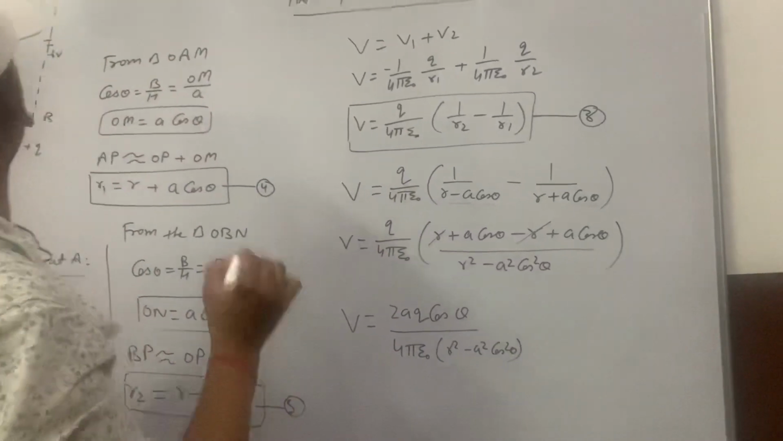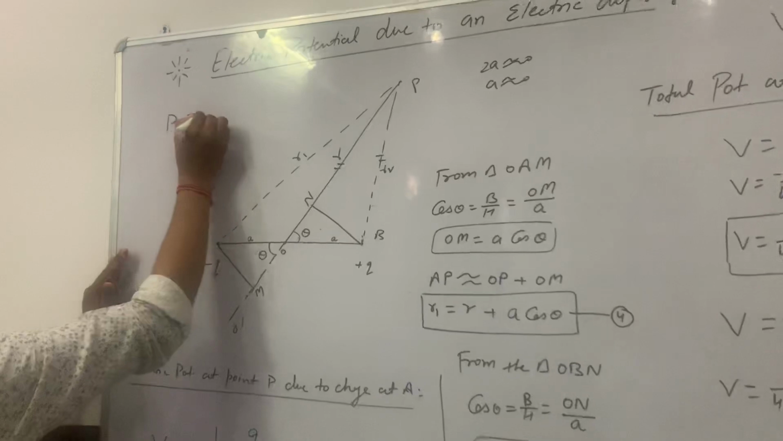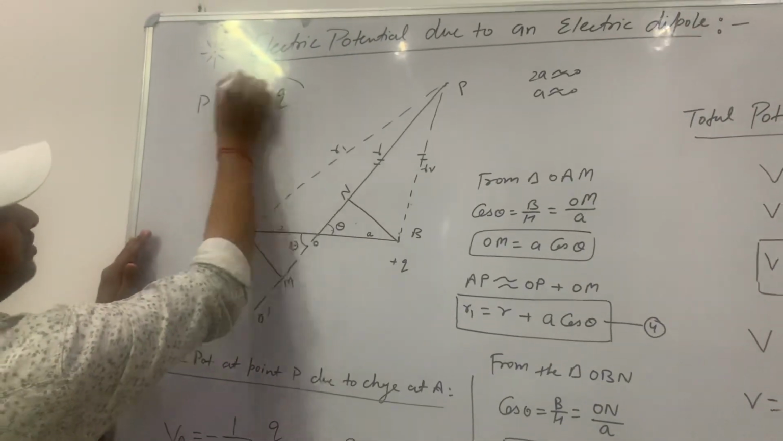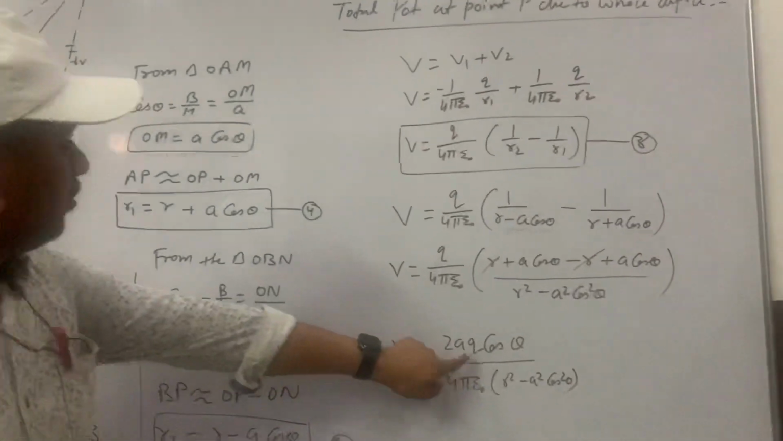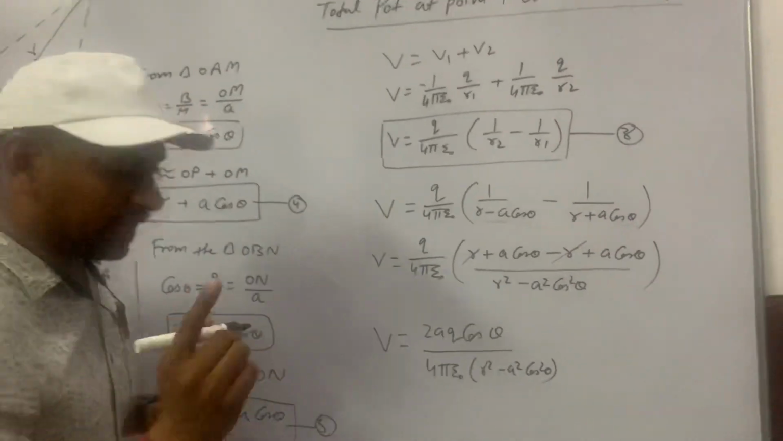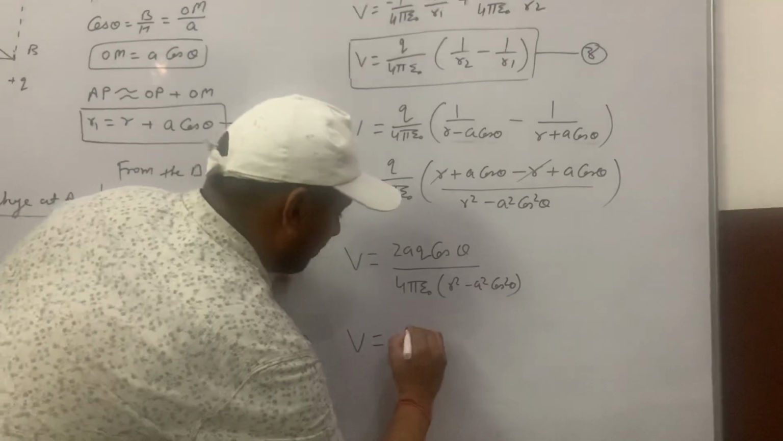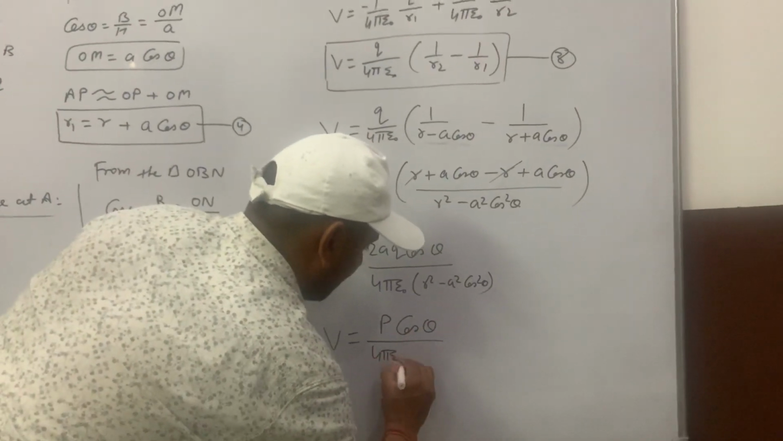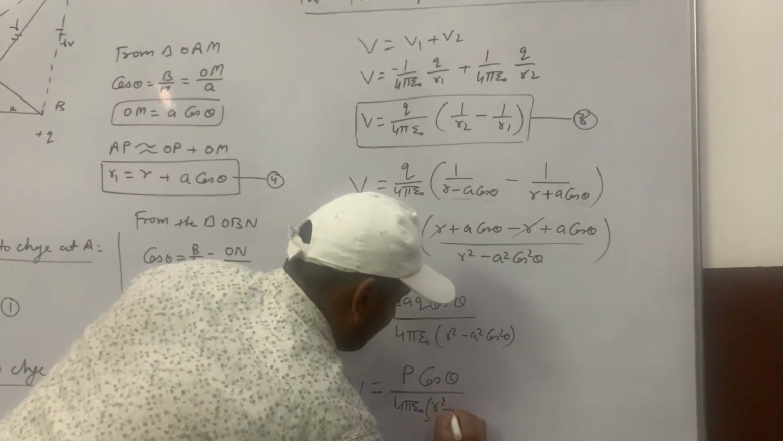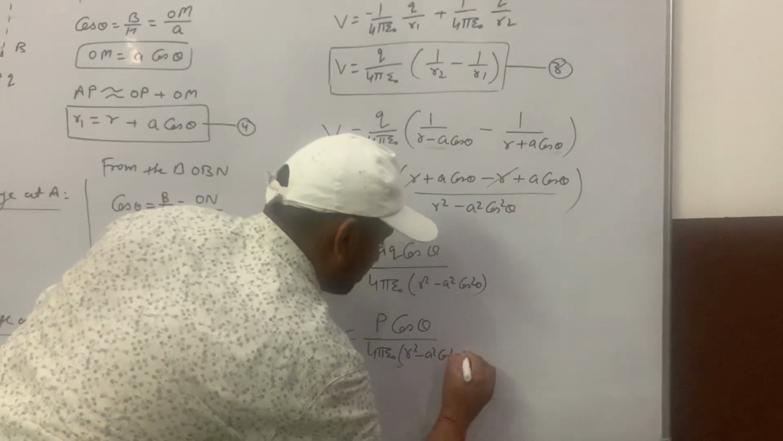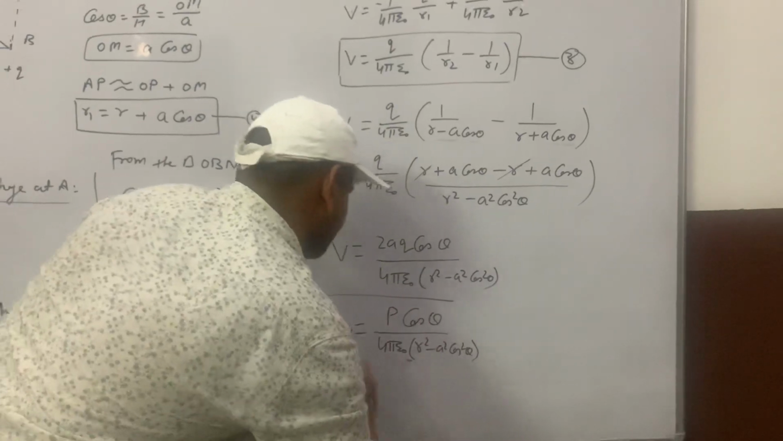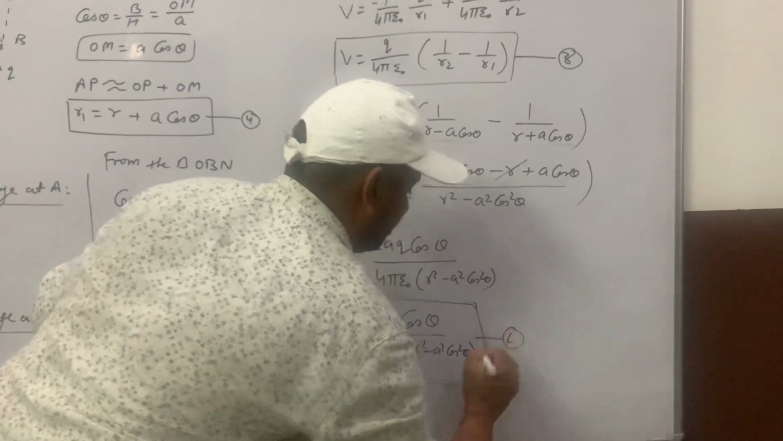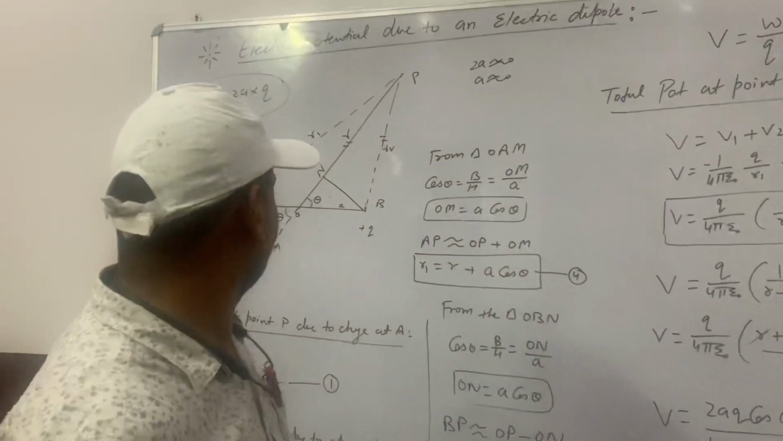We already know the electric dipole moment P is equal to the product of either charge and length. Instead of 2Aq, we can write P, that is the electric dipole moment. So the formula becomes V equal to P cos theta over 4 pi epsilon naught times r square minus A square cos square theta, which is the required relation for electric potential due to an electric dipole.